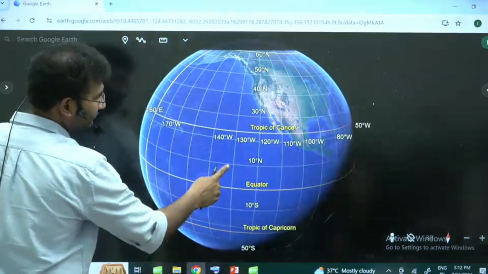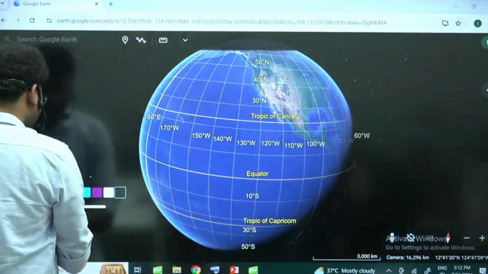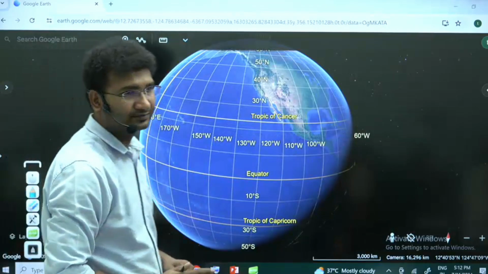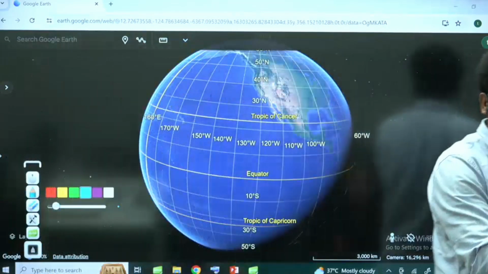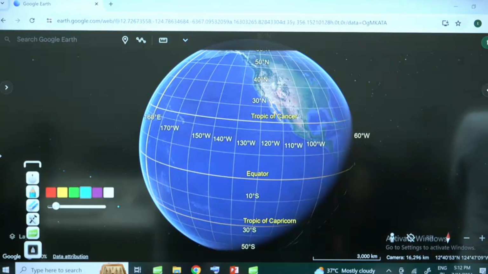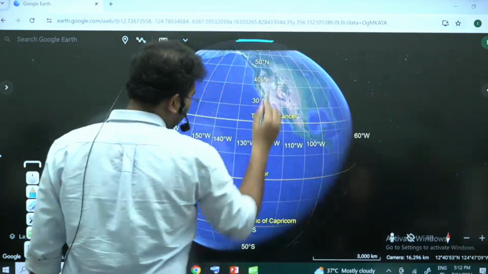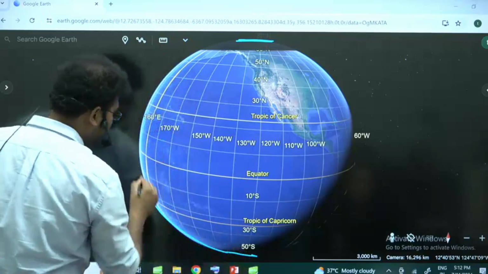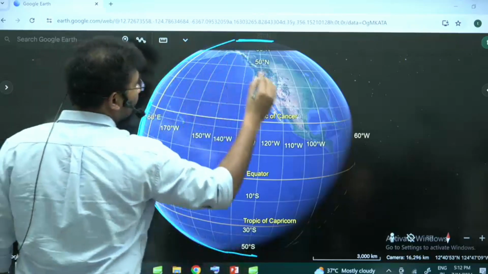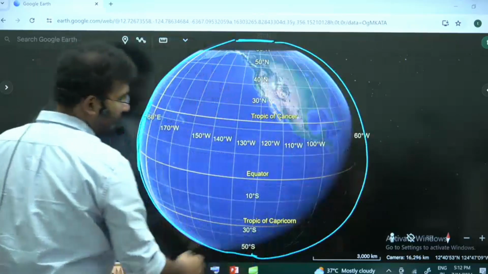Look, firstly, look at the shape of the earth. What is the shape of the earth? It's not a sphere, it's a geoid. Okay, what is a geoid? It is flat at the poles and then bulged at the equator. Flat at the poles and bulged at the equator.